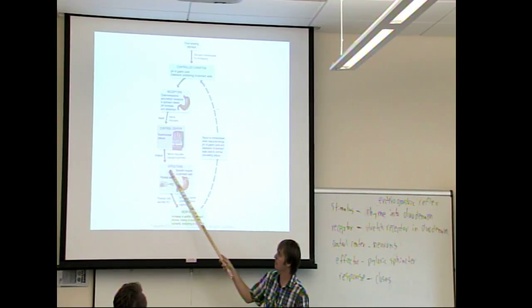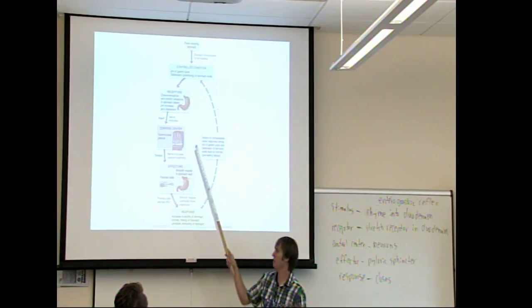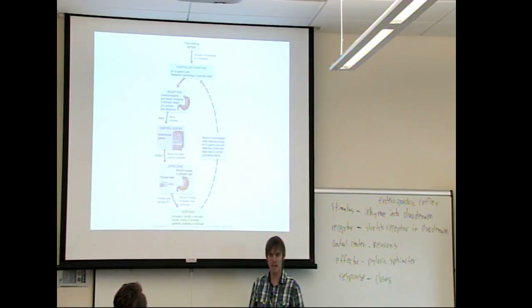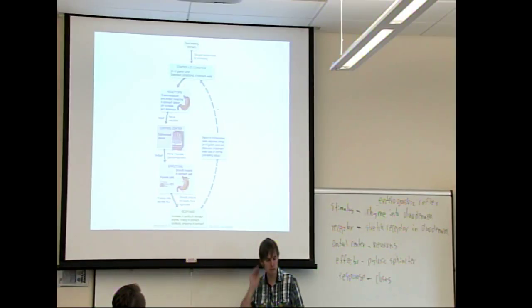And then the effectors: the parietal cells make more HCl to lower the pH, and the smooth muscle contracts harder and faster because there's food in there. So you want to squeeze it and move it around quicker to help it digest, that mechanical digestion. So the response lowers the pH and increases mixing, so the digestion should happen faster.